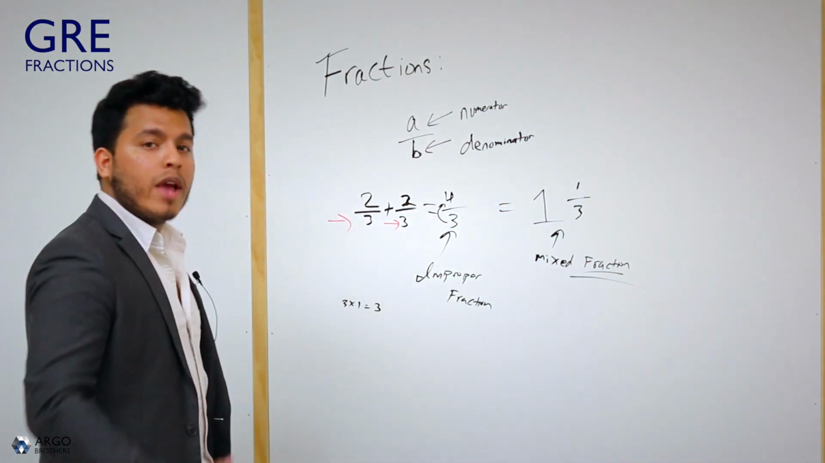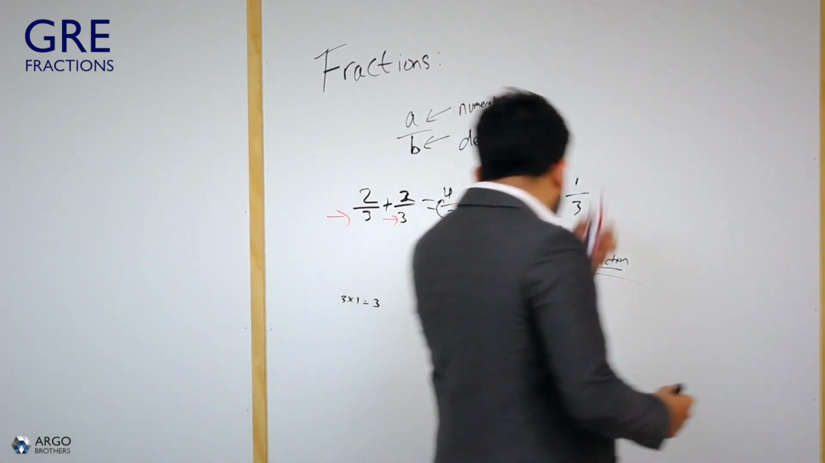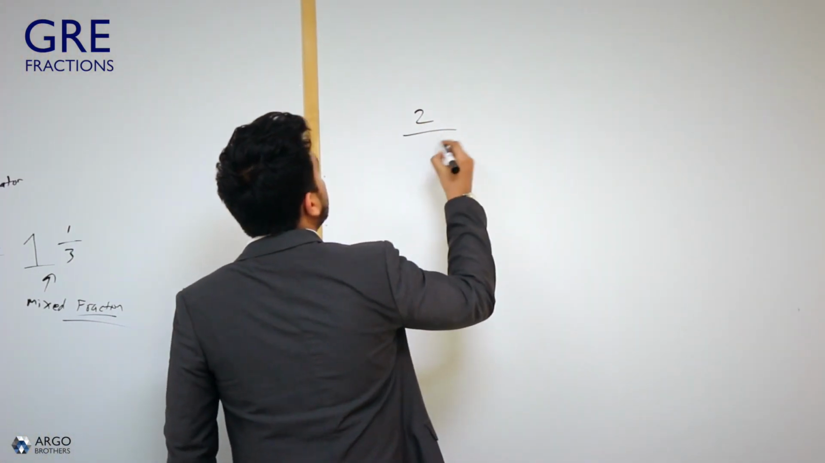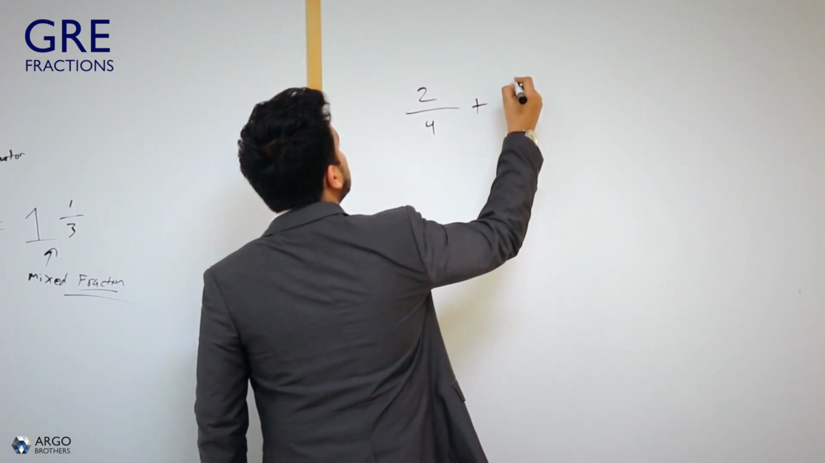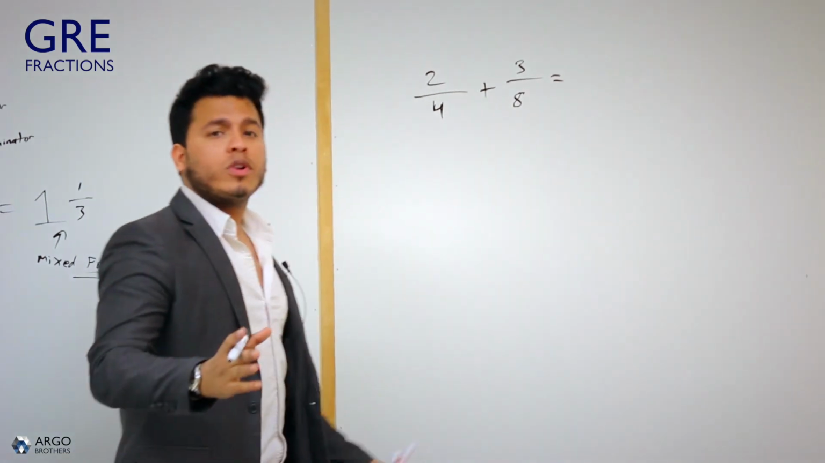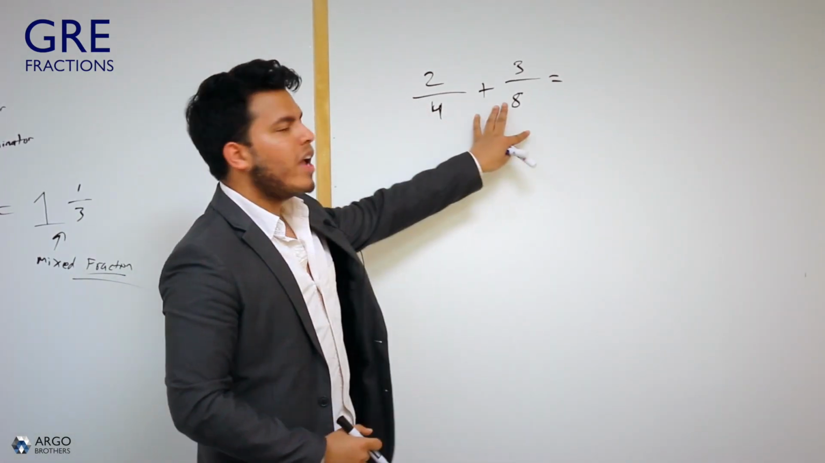So, what happens when my denominators are not the same in fractions? Well, let's go ahead and take a look at this board over here. Let's say it is 2 over 4 plus 3 over 8. Immediately, what do you want to do? Same exact thing. You want to look at your denominator. I have a 4 here, I have an 8 here.